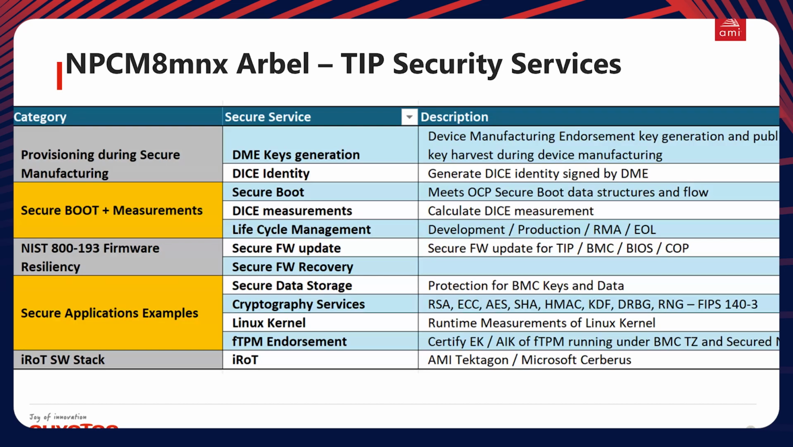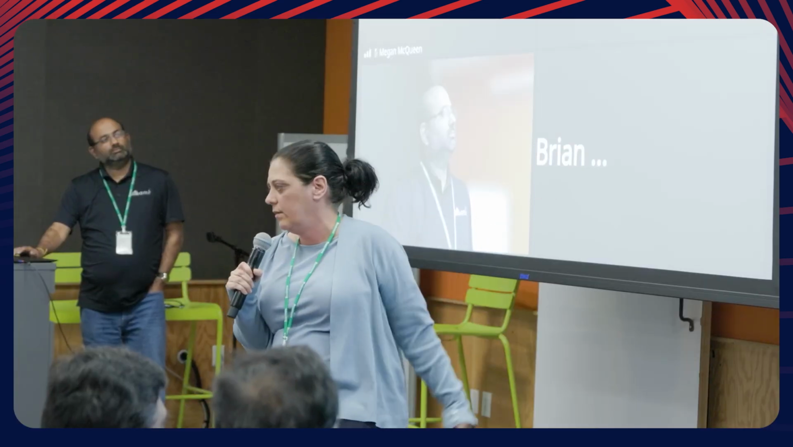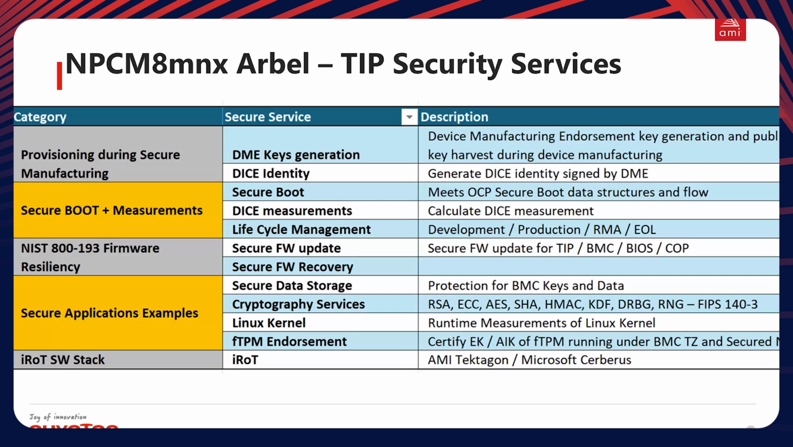The TIP can provide cryptographic services, whether the BMC is asking the TIP to do the cryptographic services for it, or the BMC is doing its own cryptographic services with its own engines, but configuration and keys come from the TIP directly without the BMC ever being exposed to them. We can do constant measurements of the Linux kernel. We do the endorsement and the refreshment of the keys for the firmware TPM, which is running on the BMC as part of an OpenBMC solution.